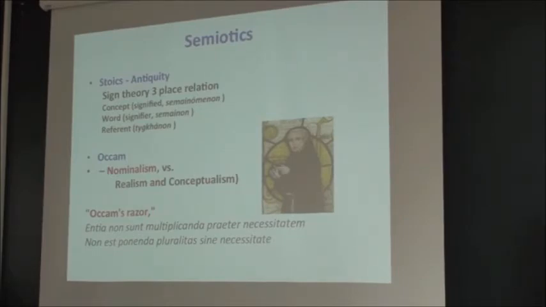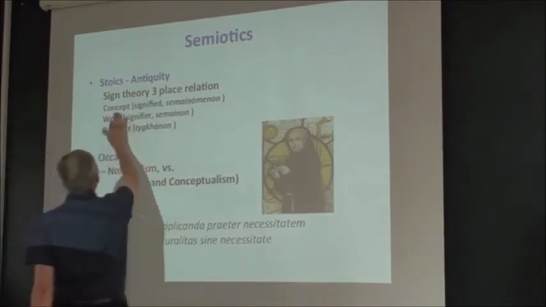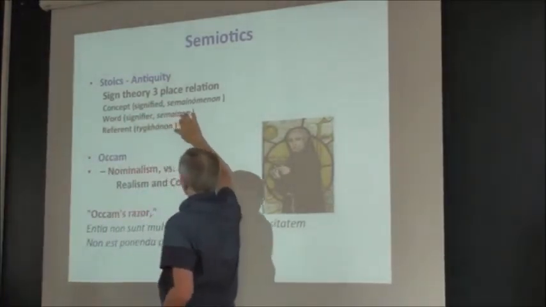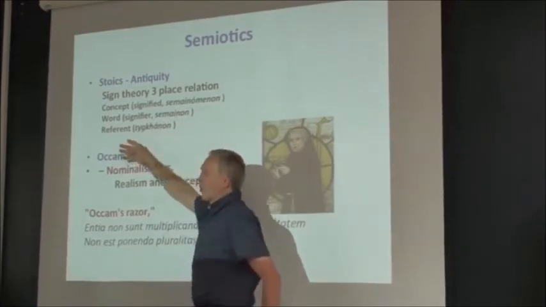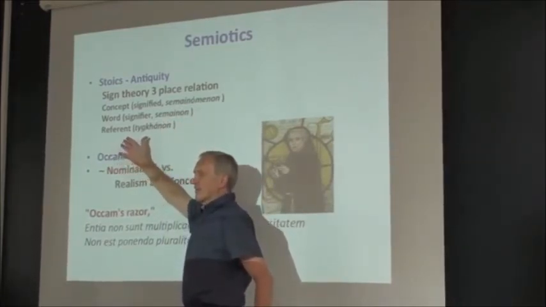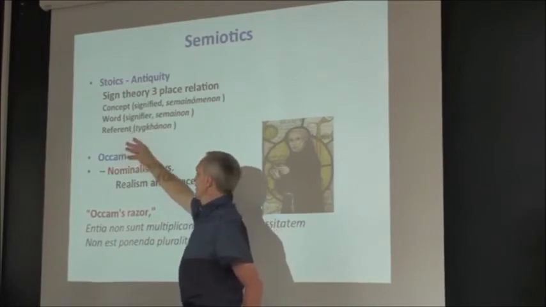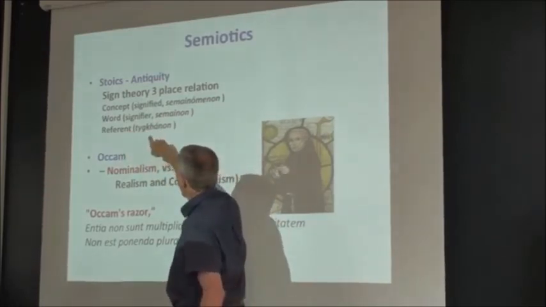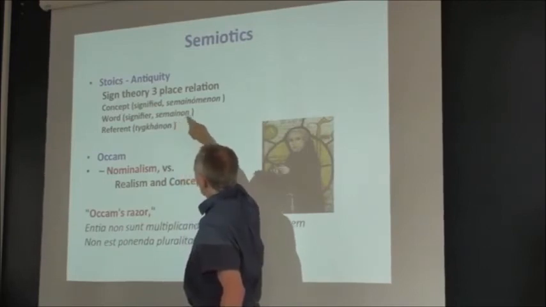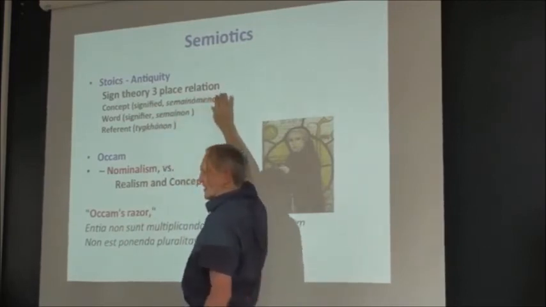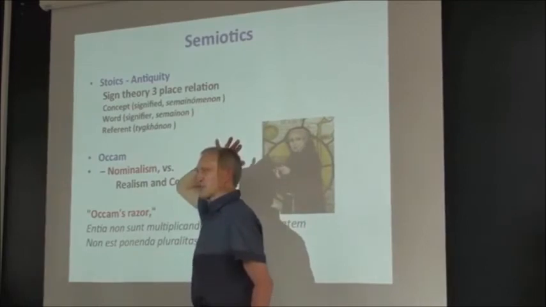Okay, now we have the meaning. What is the meaning? Is this the meaning, the object, the chair itself? Well, some people say yes. Then we have the word itself, the signifier, the chair, stool, or then the thing that this signifies, the reference, and that they called it tukanon. Okay, they had semainon, tukanon. And now what is this then? The third thing, the first thing there on that list.